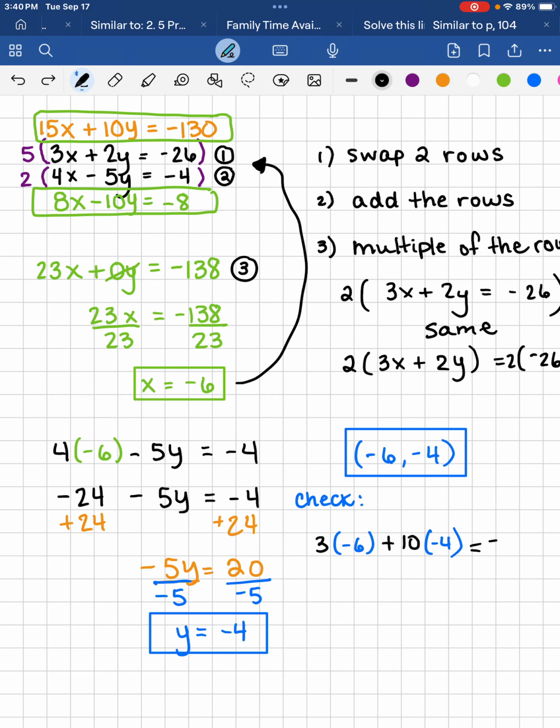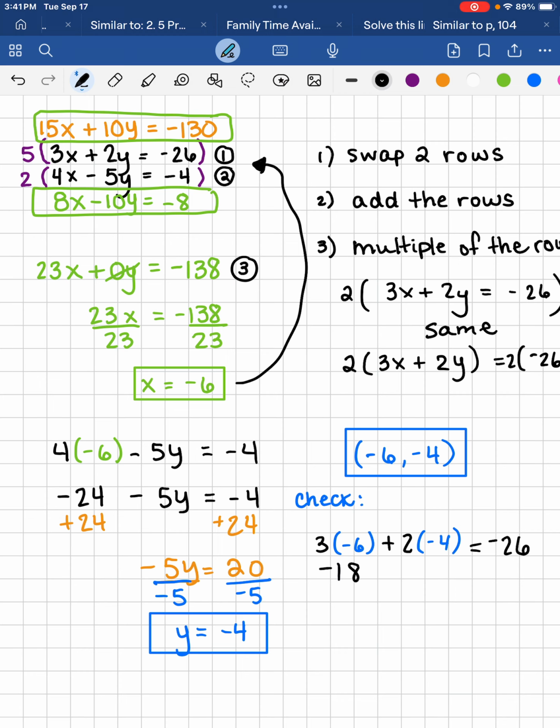oh, look what I did. Okay, let me back up. I read the wrong equation. So it was 3x, here, let me highlight it for you. It's 3x, which I did do correctly. But then I accidentally read 10y. It's actually 2y, so I'm going to fix it. Sorry about that. We all make mistakes. So 2, and then instead of y, I'm putting in negative 4. And then that should equal negative 26.